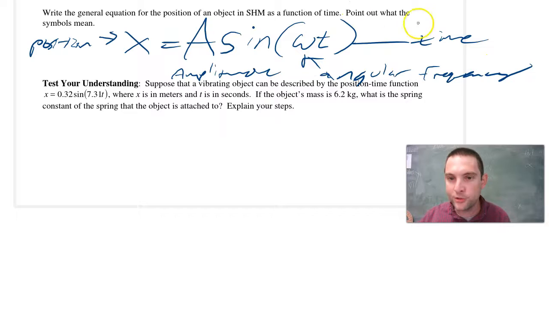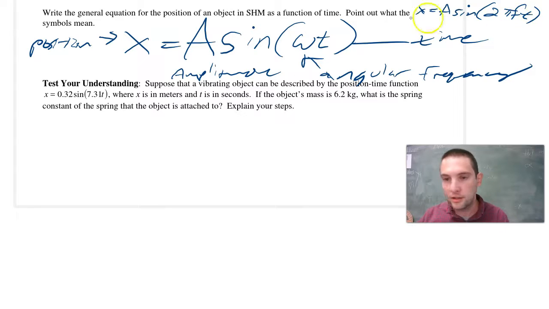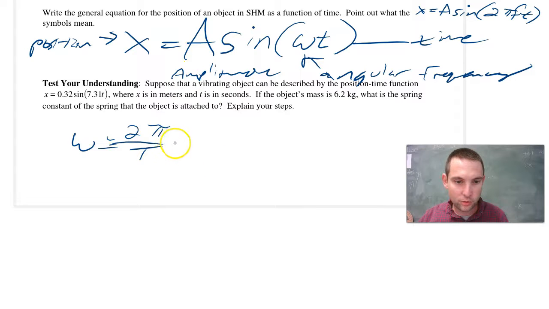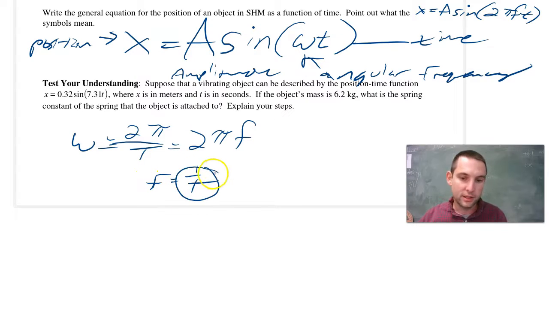Remember that this equation can also be written as x equals A sine 2 pi f times t, because omega equals 2 pi over T. Omega also would then be 2 pi f, because frequency is the inverse of our period. So taking this, plugging it in there, we get 2 pi f.